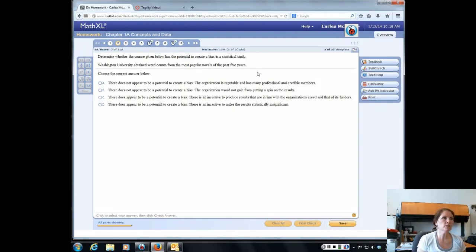So here's what this one says. The Washington University obtained word counts from the most popular novels of the past 5 years. Okay, so they took the popular novels and they counted the word counts. Well, Washington University isn't in the business of publishing novels, so it's not like they really have a reason to distort that. It's just the most popular could have come off the book list and they did it. So I don't think that that was really biased.